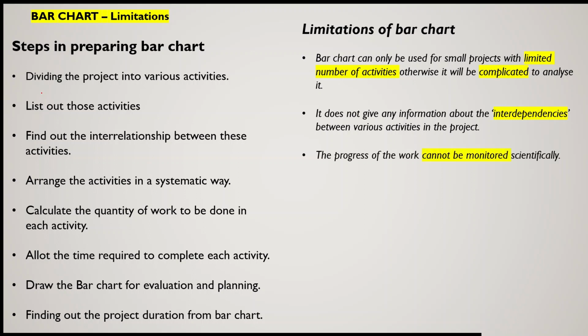Progress of work cannot be monitored scientifically. So that means we are unable to clearly define or clearly evaluate how much is the progress in the work. Delay in work cannot be detected. So this is one of the limitations. That means if there is any delay in the work, then we will not be able to evaluate it.